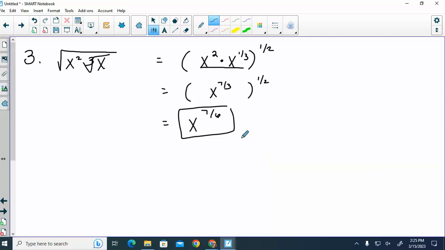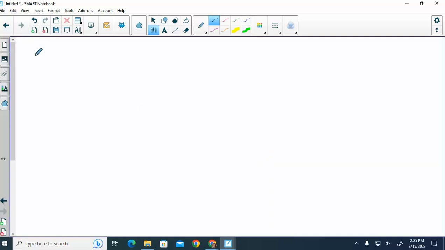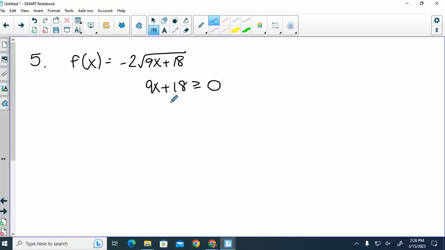Alright, number 5. I'm asking you for the domain. When we're dealing with these domains, we had 2 sets of rules. If it was an odd radical, what is the domain automatically? If it's an even radical, we know that if you get a negative under your radical, you get an imaginary number. So that means whatever is under the radical has to be greater than or equal to 0.